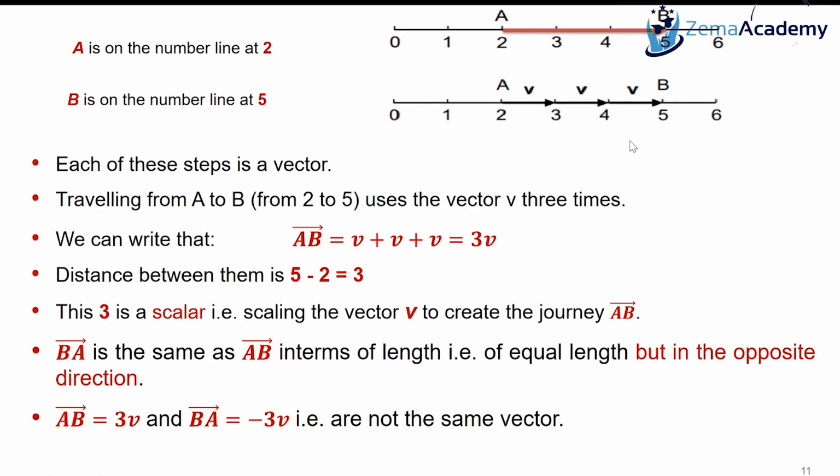Now if you look at the negative vector, as I said just now, if you go back from B to A, you will see the same distance, but now it is in the opposite direction. So it is a negative vector.